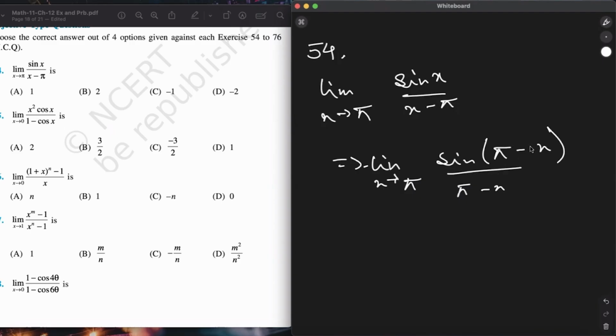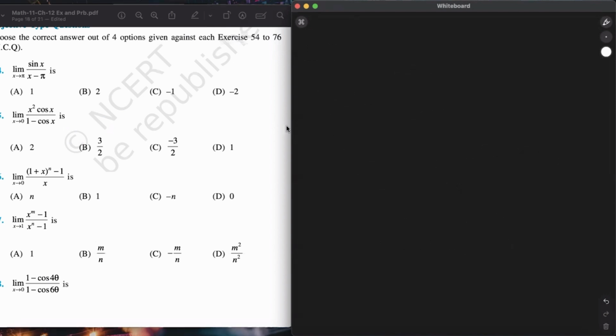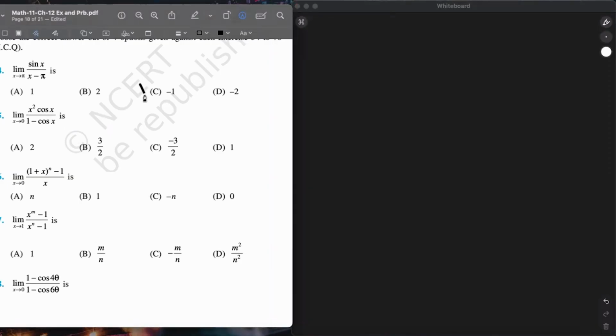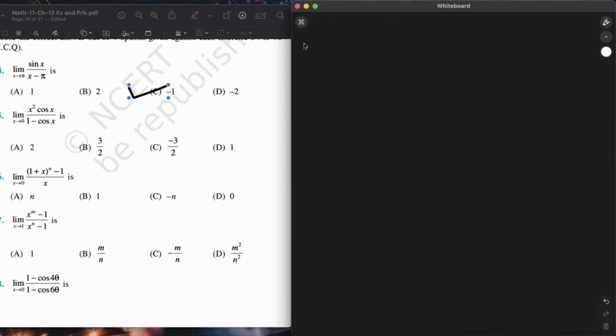Limit x tending to pi. This whole thing is attaining a 0 by 0 form, so it will be a minus, and this value is 1. So the answer is minus 1. Now, where is minus 1 in the options? It is option C. Next up, question number 55.